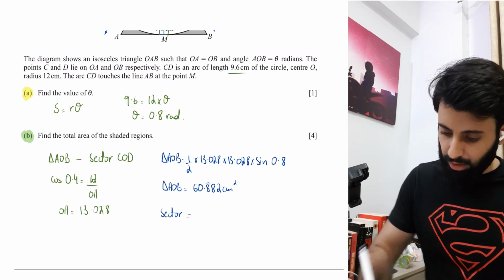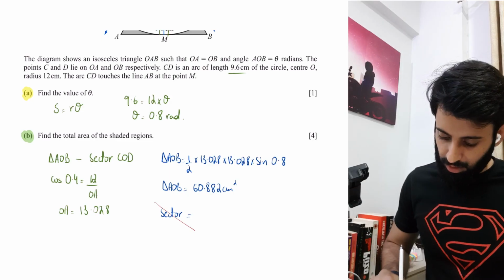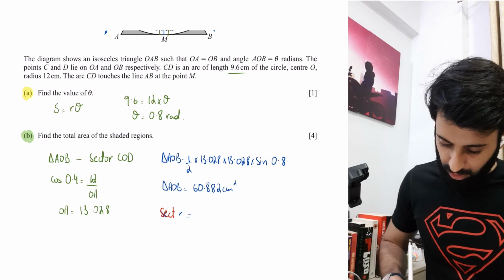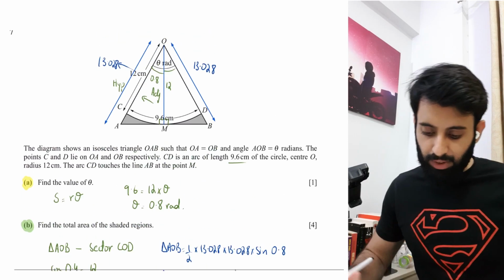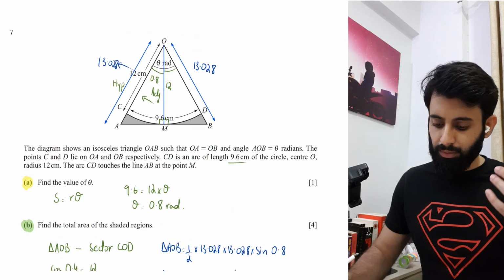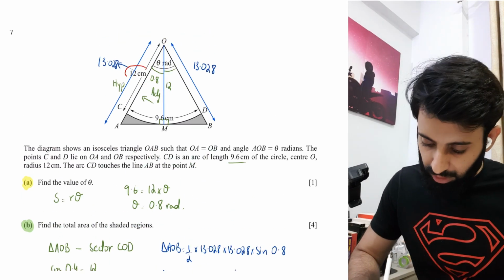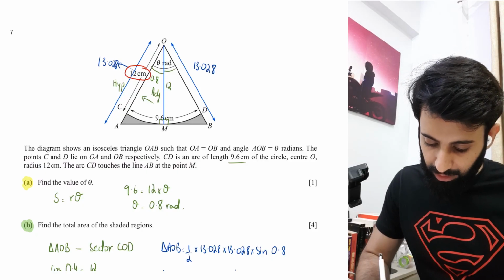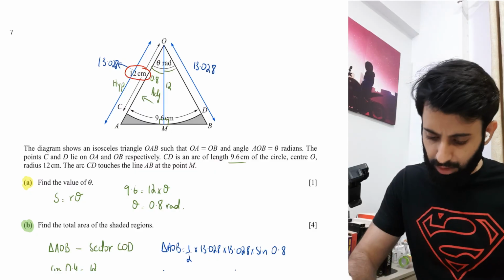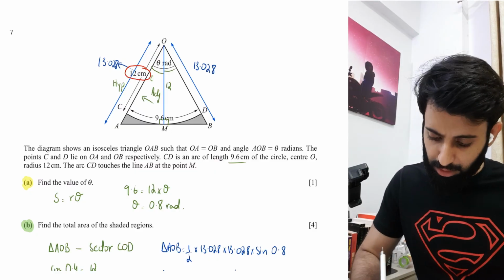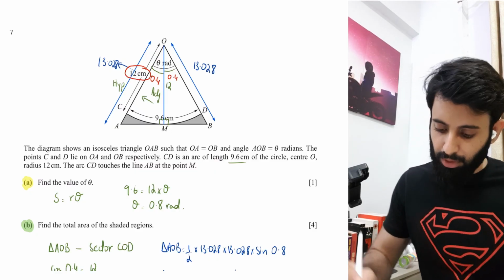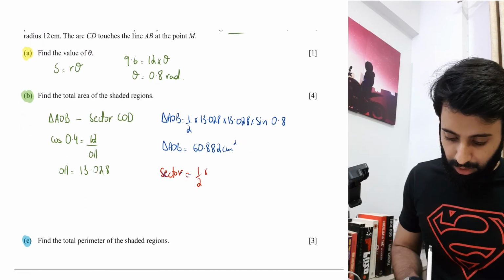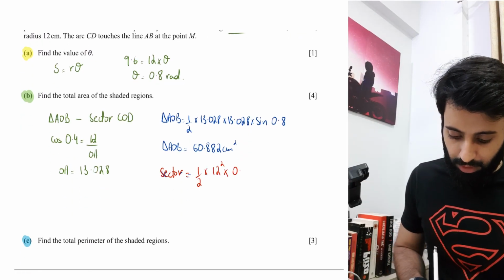So I'll switch to a different color for that. I'll switch to red. As far as area of sector goes, it's a no-brainer. It's half r squared theta. You have the radius, that's 12. You have the entire angle, and that's 0.8. Now I noticed that I've written 0.8 here, but I was supposed to write 0.4. But anyway, 0.4 is 0.4. So area of sector is equal to half times 12 squared times 0.8.